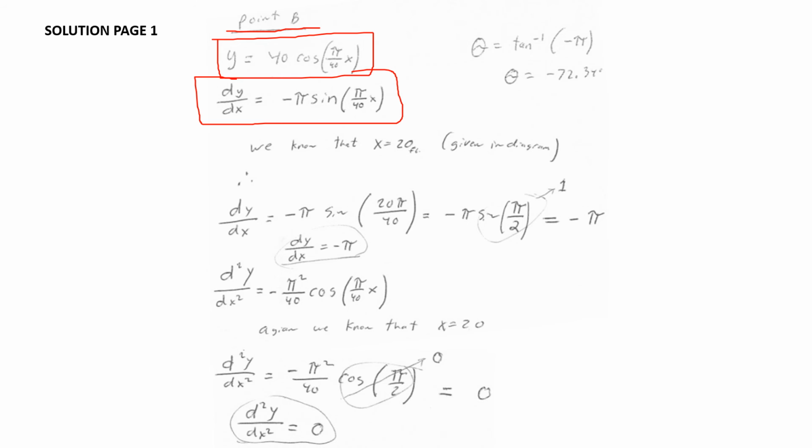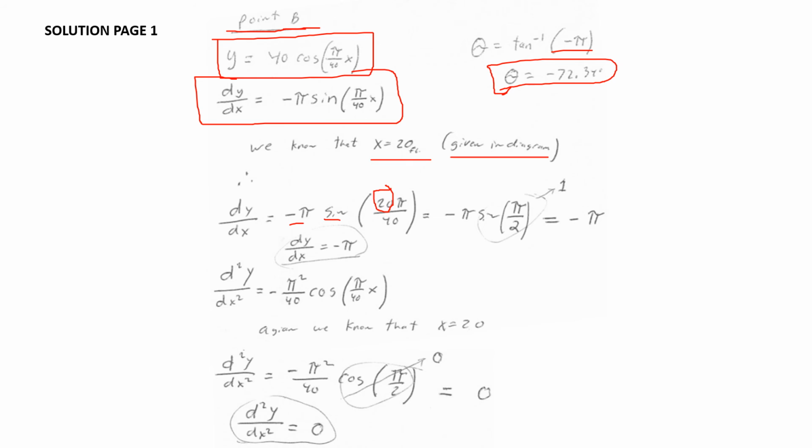So again, this is where we found our angle, our theta term, by taking the inverse tangent of negative pi. We now have that angle. At point B, we know that our x is equal to 20 feet, given in our initial diagram, so we can plug this in over here. So dy/dx is equal to negative pi times the sine of 20 pi over 40, when we plug in our value of 20 for x.